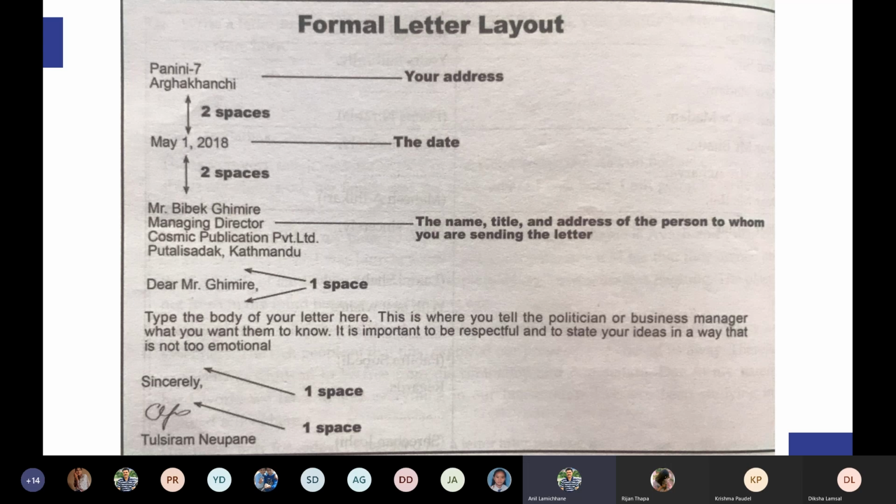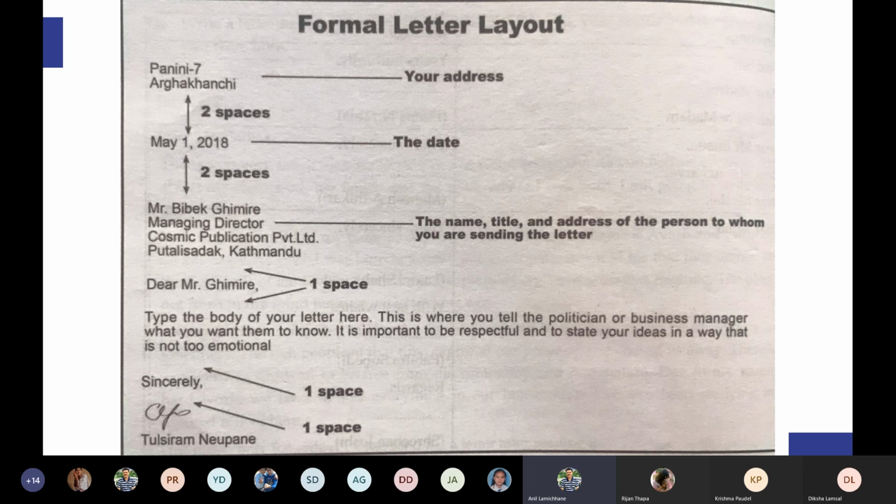And when the paragraphs are finished, again one space gap and sincerely, and then signature, and below it the name also. In the previous one there was only a signature; here the name also is there. And one space has to be given. So this is the format for formal letters.